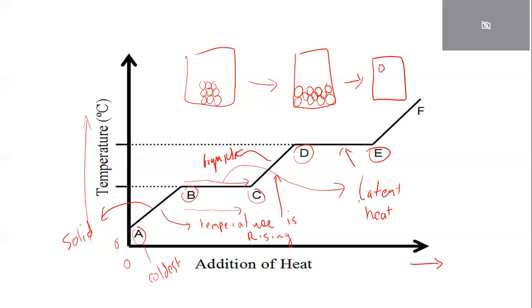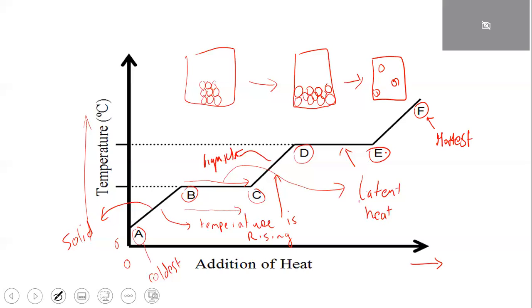So now the forces of attraction are completely broken. These particles are free to move wherever they want. Following that, between E and F, we're now at the stage where the substance is at its hottest. It's got its highest amount of energy, and its temperature is the highest out of all the letters here. And between E and F, we have the temperature rising again.